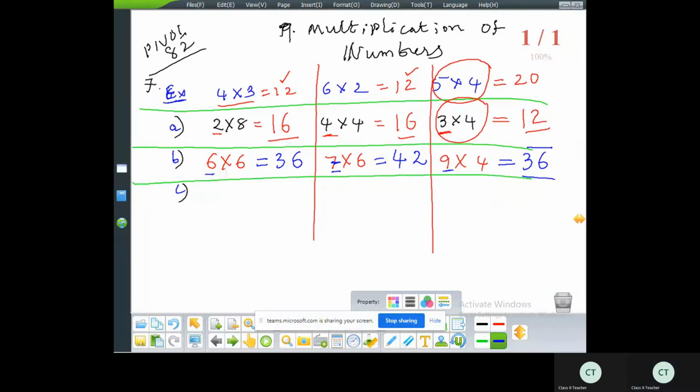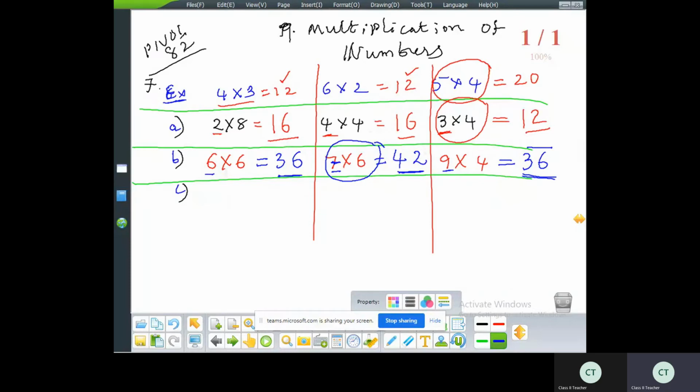From B, from all products, 36, 42, 36. From these three, which is the different one? 42 is the different one. We put a circle around 7 into 6. Why? This is the different one, comparing with 36, 36, 42. 42 is the different one. That is 7 into 6.